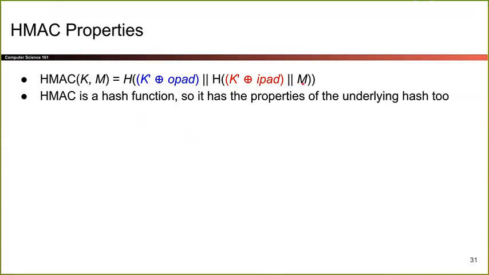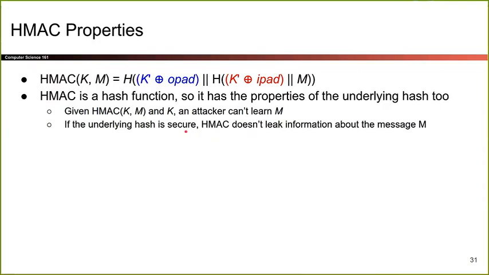Okay, so HMAC is a hash function, right? It's just a hash of some junk that includes the key and the message, like we said, but it is a hash function. So that means that all the properties of a hash that we liked are still here for us. So for example, given the HMAC and given the key, I can't learn M because of the one-way property. I can't find the input that hashes to the output. If the underlying hash function is secure, the general idea is that HMAC doesn't leak information about the message. So I can see this hash output, but I have no idea what the input was. I can't even find what the original input was.